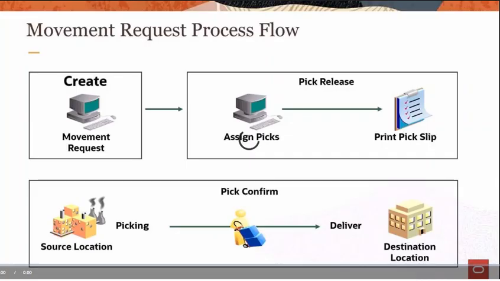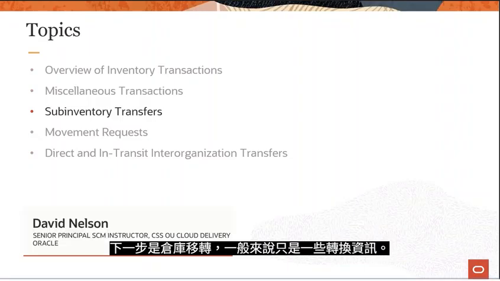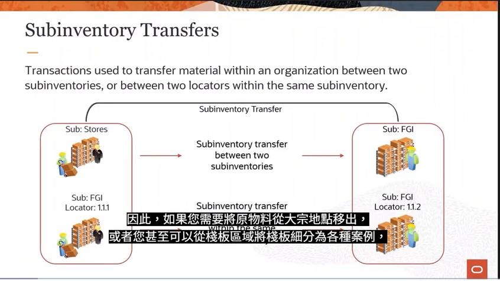Next up is sub-inventory transfers and just some transformation information in general. A sub-inventory transfer moves material between sub-inventories, and you can use it to consolidate inventory within a sub-inventory. So if you have the need to move material from maybe a bulk location, or you could even go from a pallet area to break down the pallet into cases, from cases down to eaches if you're doing distribution. So lots of different ways you can do it, lots of different reasons you may want to do it.